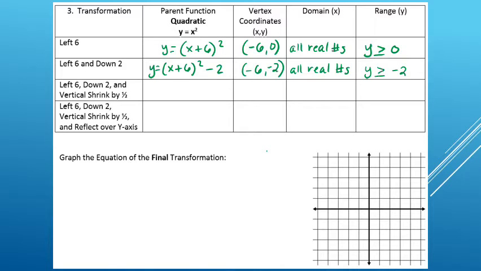Now we're going to move left 6, down 2, and have a vertical shrink by a half. So y equals 1/2 for the shrink factor, times x plus 6 squared to move it left 6, and minus 2 to move it down 2. And our vertex is remaining in the same spot. Our domain and our range are still the same. So all real numbers, and y is greater than or equal to negative 2.